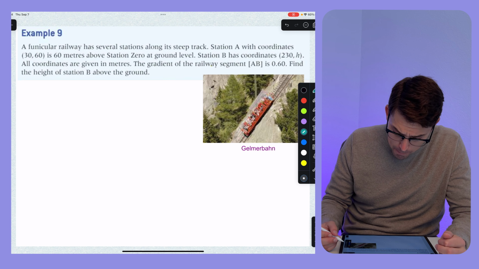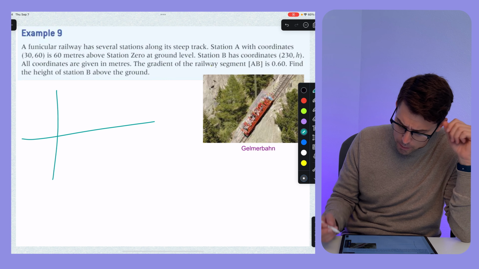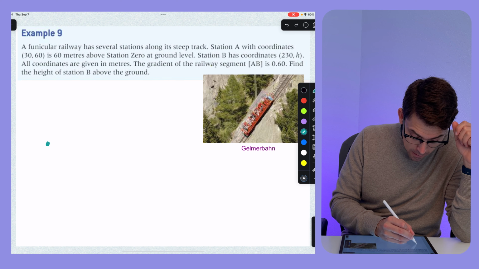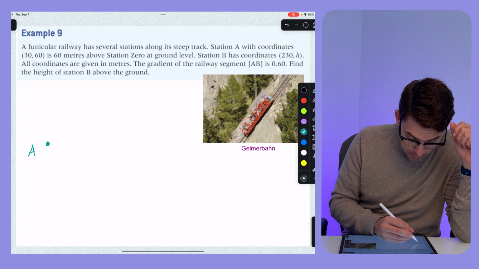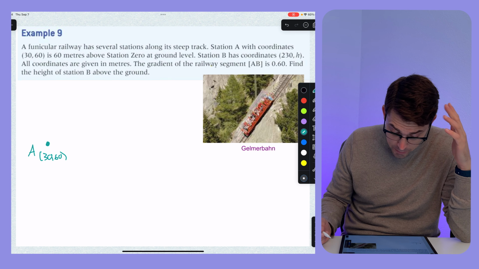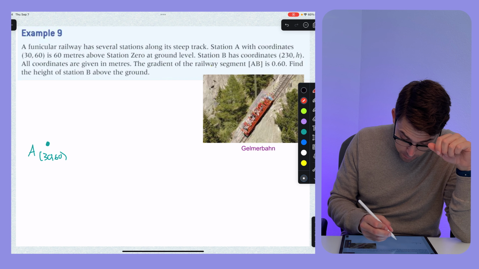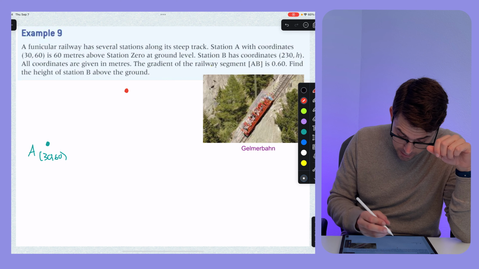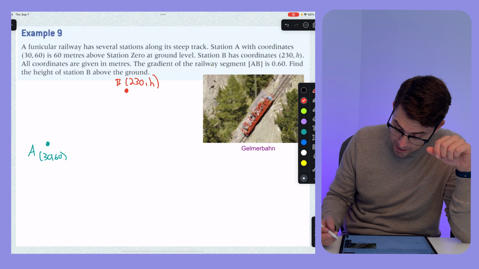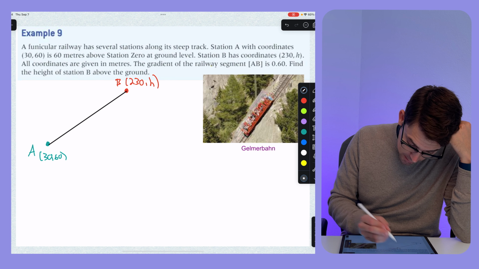Okay, so let's think about this. Station A has coordinates 30, 60. So you can draw a coordinate pair if you want. I'm personally not going to. I'm just going to mark a circle here, mark it as A, and say it has 30, 60. Station B is going to have 230, h. So I'll have some kind of station over here, B, at 230 with some mystery height h. And there's going to be some kind of choo-choo train track connecting these two.